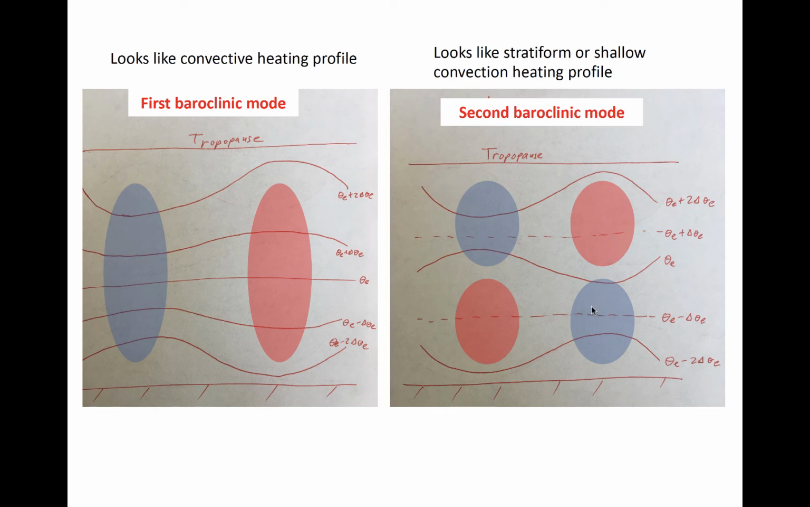The positive second baroclinic mode has heating aloft and cooling in the lower troposphere. This resembles the combined heating profiles caused by diabatic heating in stratiform and non-precipitating anvils. The opposite case with heating in the lower troposphere resembles shallow convective heating topped by radiative cooling aloft.